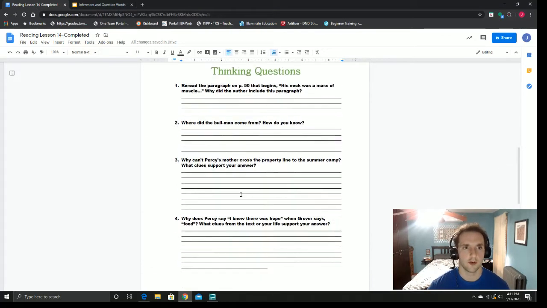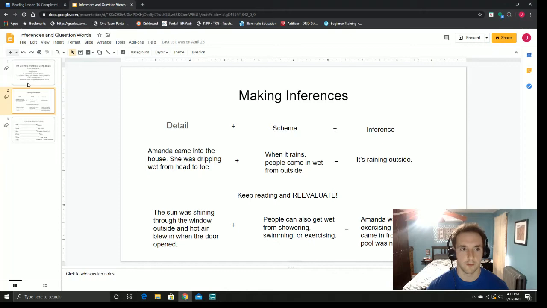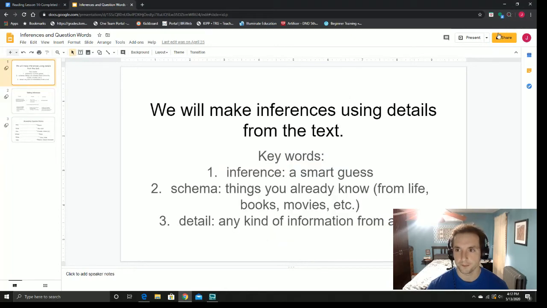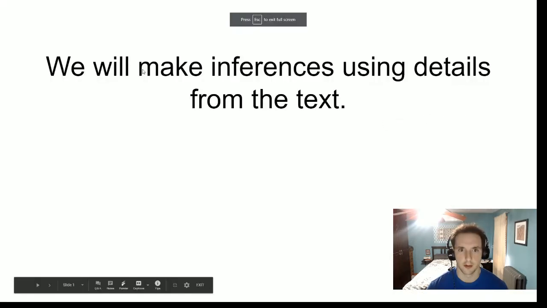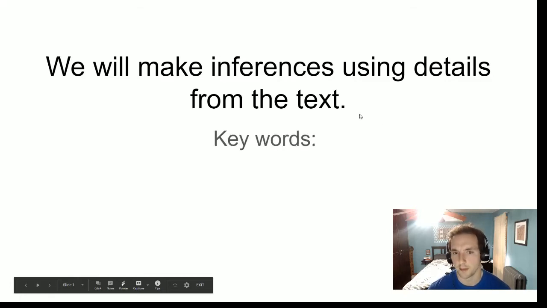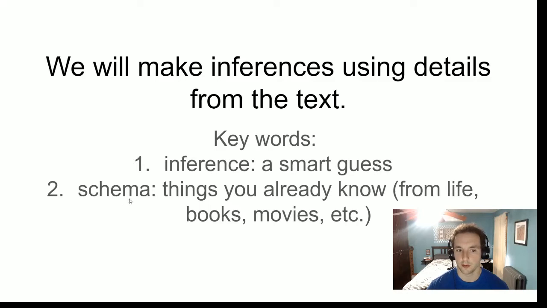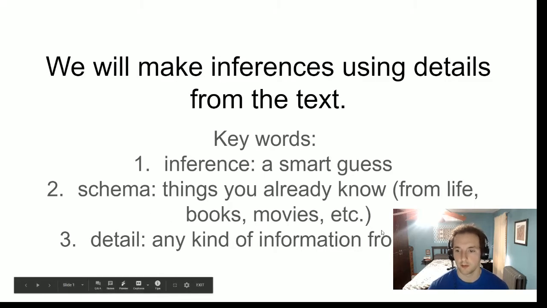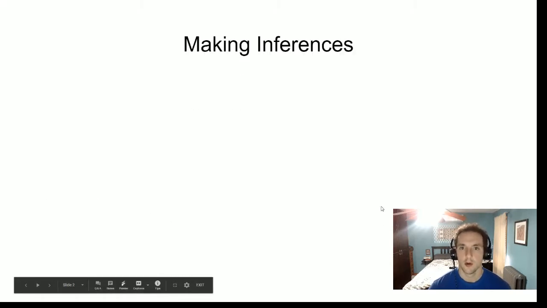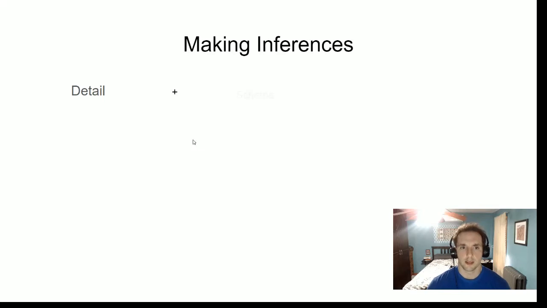Before we do that, I'm going to do a quick reminder of what inferences are. We've seen this a bunch when we talked about inference. Again, inference is a smart guess. To make that smart guess, we use two things: schema, which is things that we already know, and a detail, which is any kind of information from a text. You've seen this a bunch, where we take a detail from the text, add it to our schema, and then make the inference.